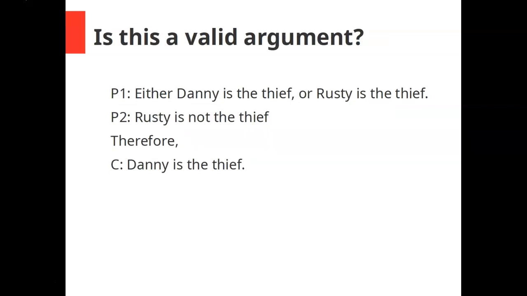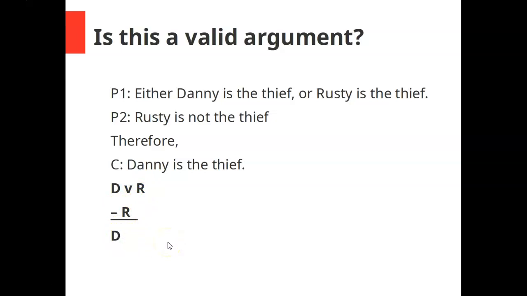Is this a valid argument? Suppose you're the lead investigator in some sort of robbery. You've come to the conclusion either Danny is the thief or Rusty is the thief. And you find out, in premise 2, Rusty is not the thief. Then it seems to follow that Danny is the thief. And the structure of this argument is thus: either D is true or R is true, and we find out R is not true, so it must be that D is true.